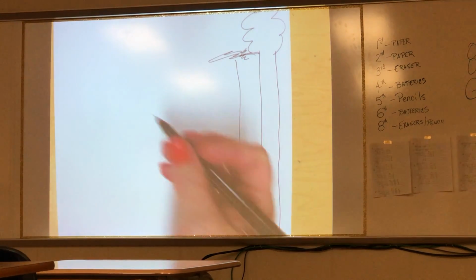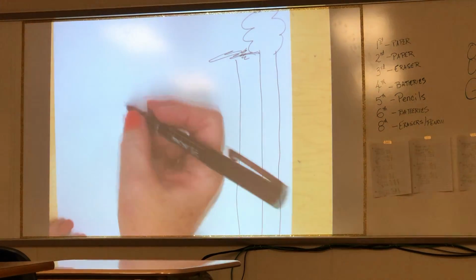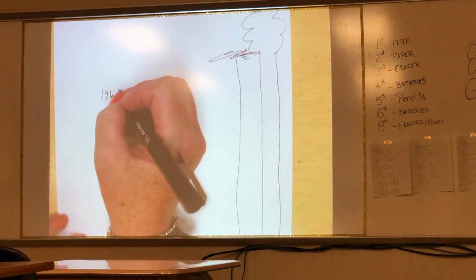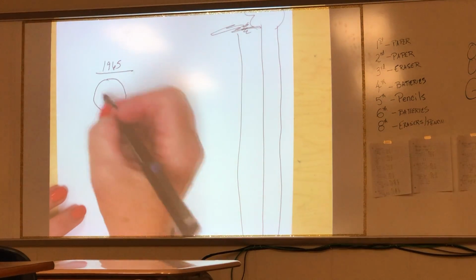All right, so here's the deal. Here's what it says. It's a reading problem. Use the diagram. So here's your diagram. In 1965, we measured a tree.